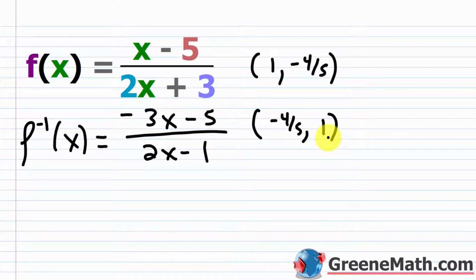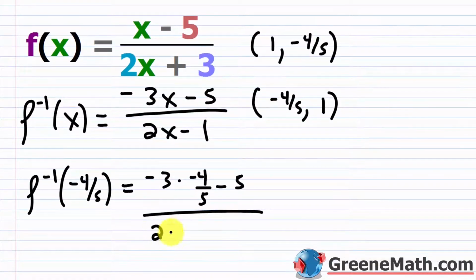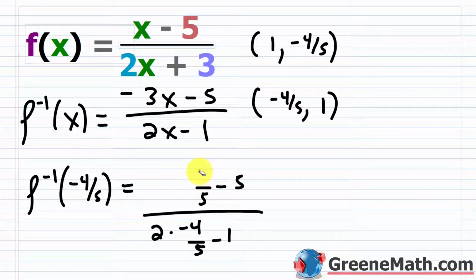So let's try that. If we had f inverse of negative 4/5, this would be negative 3 times negative 4/5 minus 5 over 2 times negative 4/5 minus 1. Let's do the numerator first. We know that nothing's going to cancel here. You would have negative 3 times negative 4, which is positive 12, so you'd have 12/5, then minus 5. You can multiply this by 5 over 5, and basically what you'd have here is 25. So 12 minus 25 is negative 13, so this would be negative 13/5.